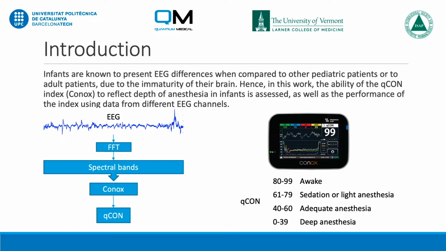The index, like other processed EEG indices, is an index from 0 to 99, with 40 to 60 indicating the adequate anesthesia range. We analyze the EEG with fast Fourier transforms, we extract the spectral bands, and then we define the qCON index.